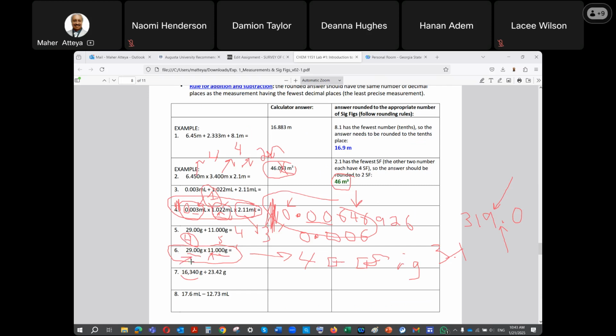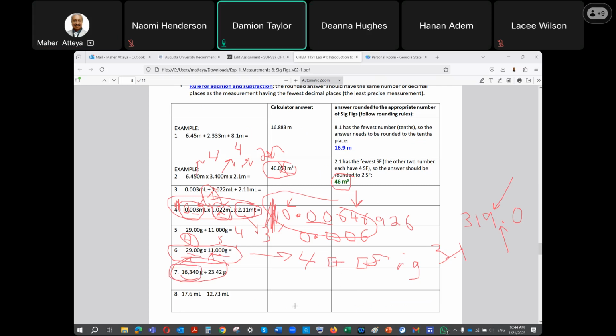Whatever is missing from the answer, you have to add 0 and then this. Okay, so how about here? Watch out very carefully. How many sig figs will you have? First, the least sig figs. 4. The least is 4, yeah. So how about here? How many sig figs do we have here?